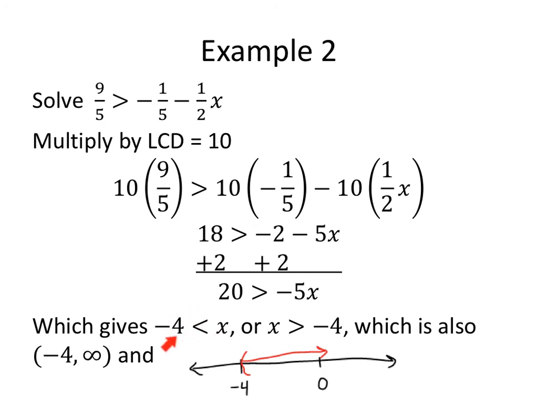But this negative 4 is less than x kind of hurts my head. I like to know about x first, and then I compare it to a number. So since the inequality is opening towards the x, I could rewrite this as x is greater than negative 4. So as long as I keep the inequality pointing at the negative 4 open towards the x, I can rewrite the order, because x is greater than negative 4 is also negative 4 to infinity and gives me my number line. It's a little easier to wrap your head around.